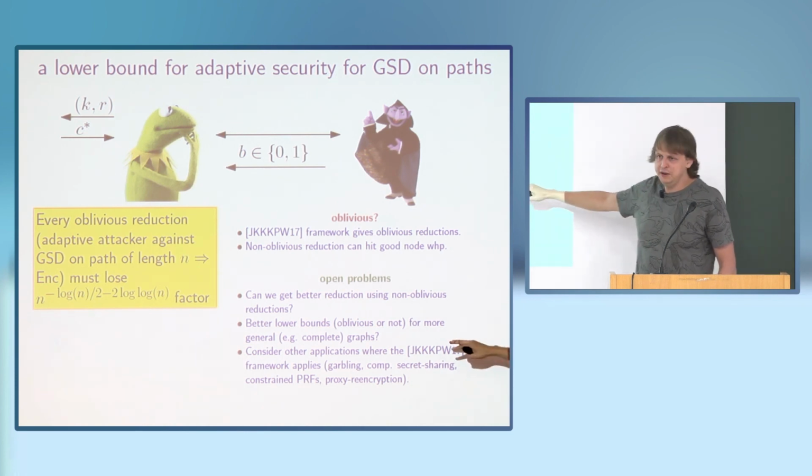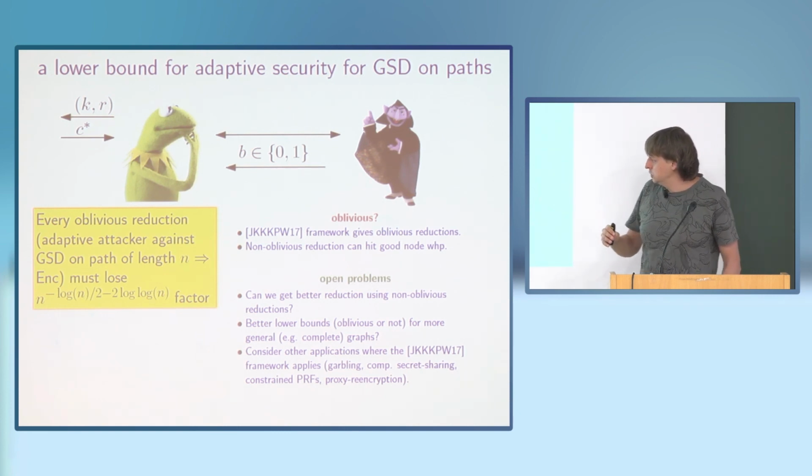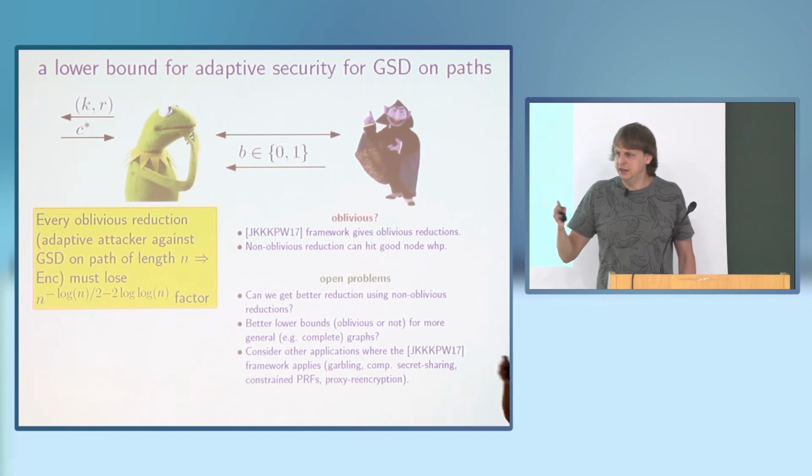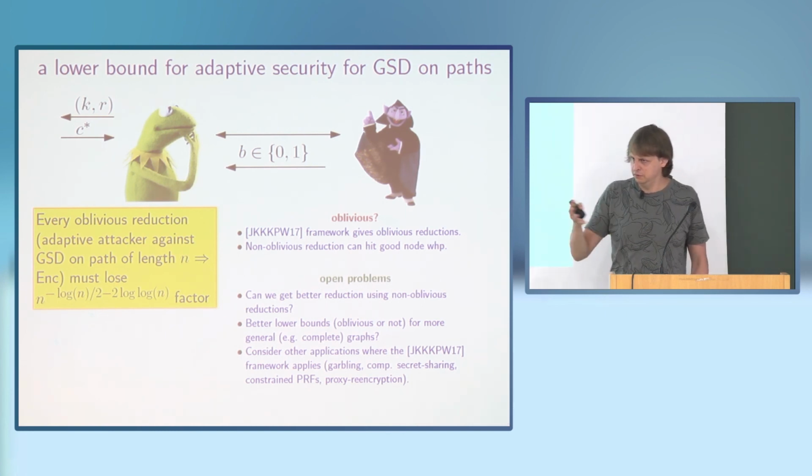And of course, this framework has been used for a bunch of applications, right? So garbling, computational secret sharing, constrained PRFs, proxy re-encryption, all these things. Can you prove lower bounds on these reductions for interesting cases?